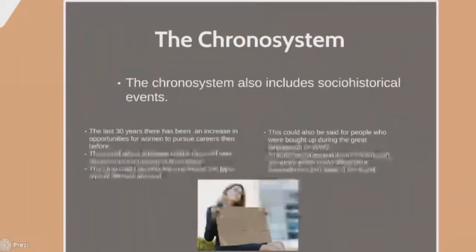As mentioned earlier, the chronosystem includes socio-historical events. For instance, in the last 30 years there has been an increase in the opportunity for women to pursue careers compared to before. This could have an effect on a female child if she was brought up in the early or mid 20th century in terms of the type of lifestyle she would have. This could also be said for people who were brought up during the Great Depression or World War II, where, for example, it might be expected of someone to join the army, which could affect their view of life.